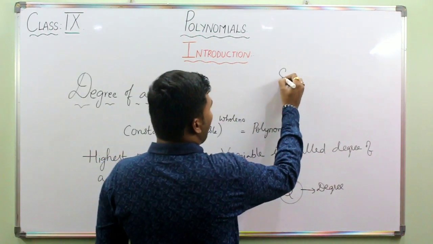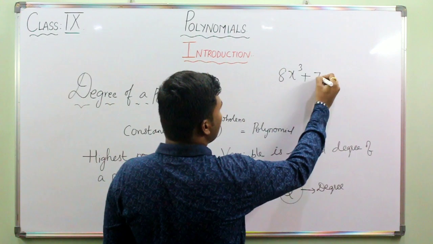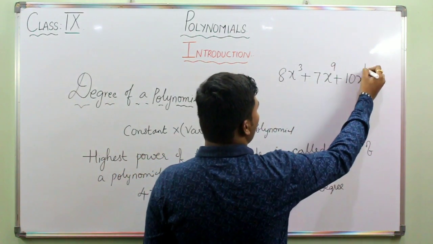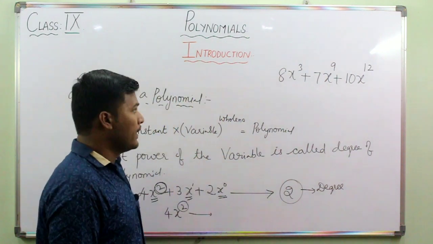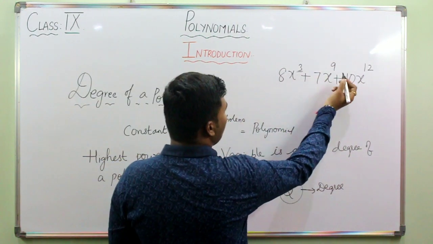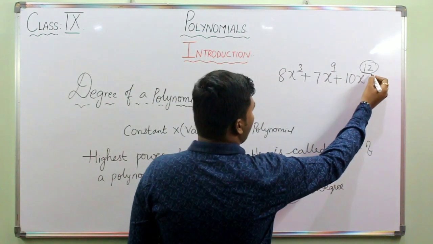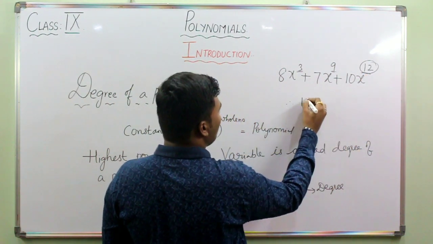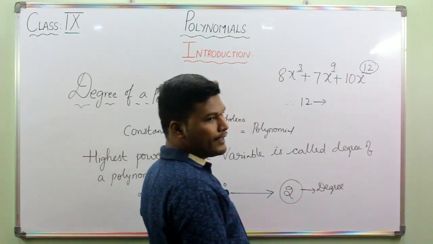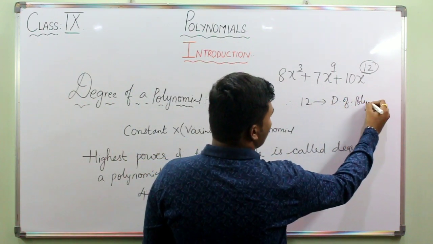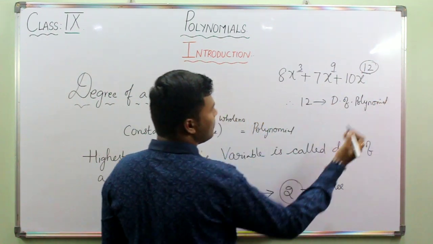I have 8x cube plus 7x to the power of 9 plus 10x to the power of 12. Here the powers are x cube, x to the power of 9, x to the power of 12. So x to the power of 12 is the highest, therefore 12 is called the degree of the polynomial.